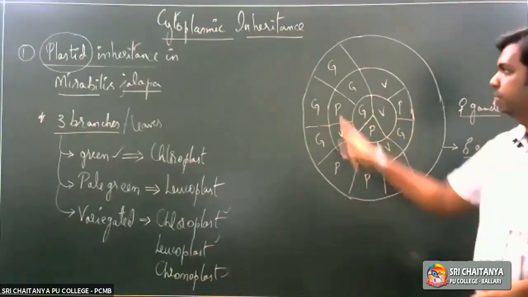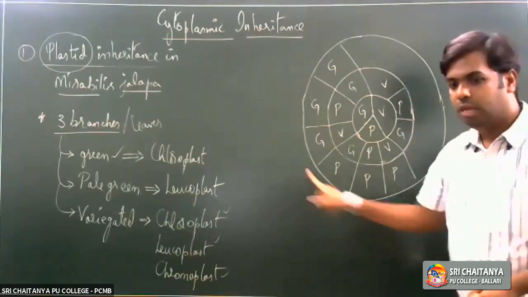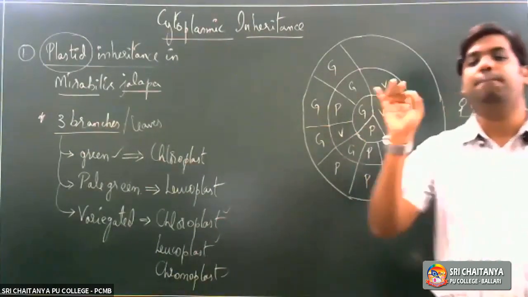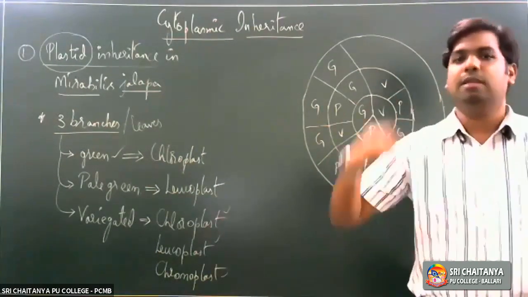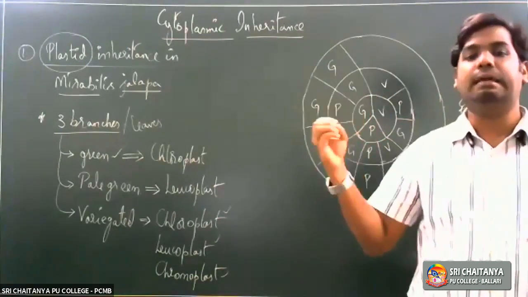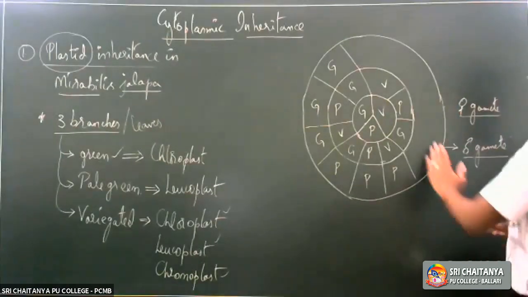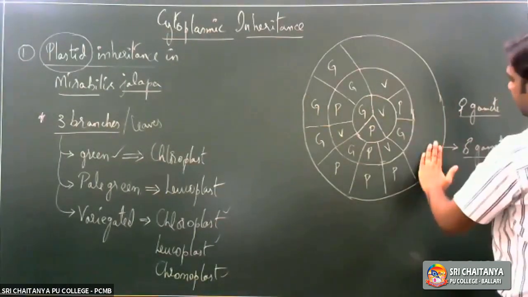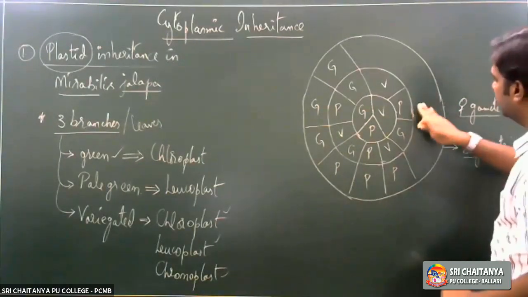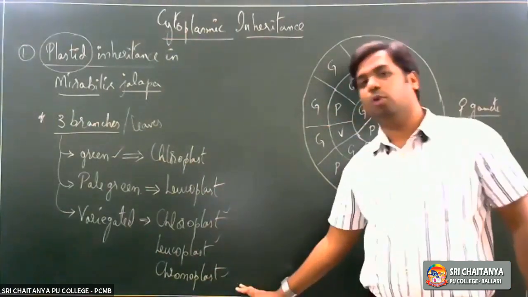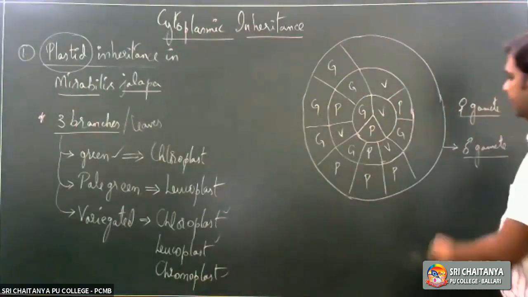So as we have already seen, even in the first case, even in the second case, whichever plastid is present in the mother or the female gamete, the same plastid would be inherited by the offspring also. Talking about the third condition. In the third condition, as I've said, it is variegated branches. Since it is variegated, I told you that all three different types of chloroplast are present. So let us see the conditions now.